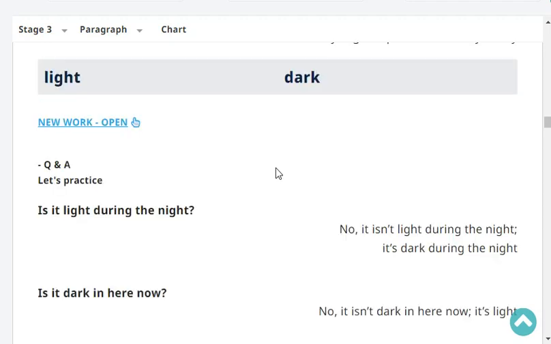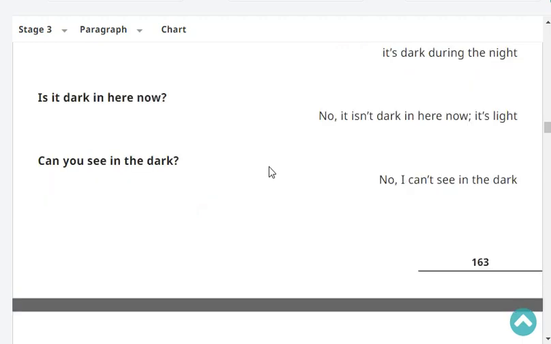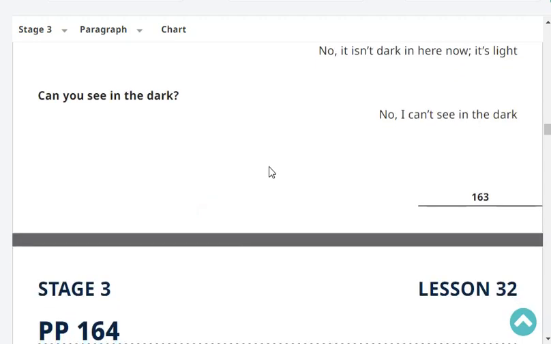Is it light during the night? No, it isn't light during the night. It's dark during the night. Is it dark in here now? No, it isn't dark in here now. It's light. Can you see in the dark? No, I can't see in the dark.